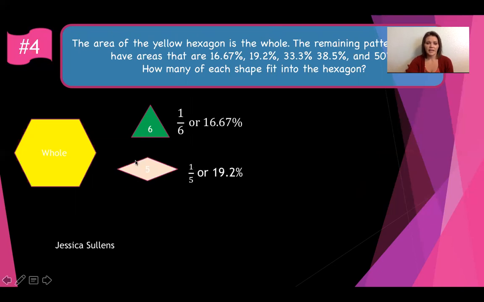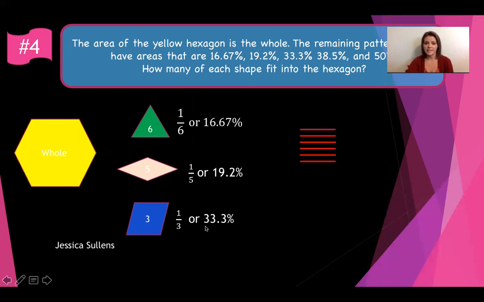Our next one right here is our little diamond. It would go into here 5 times, because you could do 1, and then another one, 2, 3, and then our remaining will be half here, and half here, and half here. So 1 over 5, if we divide that, it would be 19.2%. Over here, our rhombus, we can fit this in, and we know that it would be 1/3. This one shape is 1/3 of this hexagon. So if we divide that out, it would be 33.3%.